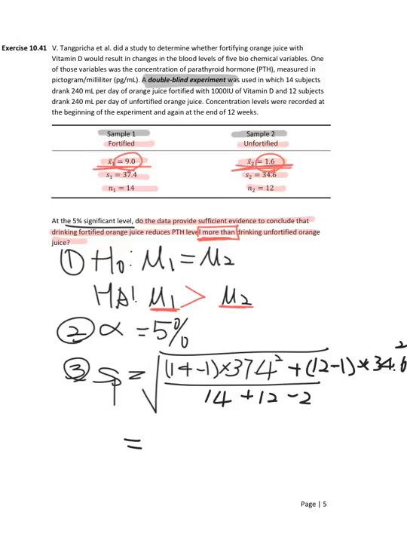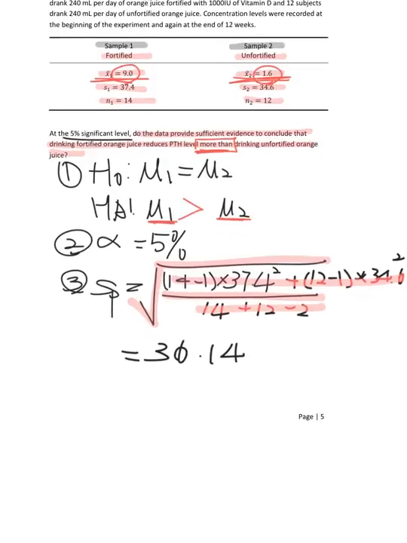As I told you, please take separately the numerator, denominator, and then take the ratio, and then take the square root. Anybody who took the SP? 36.14. 36.14. Okay, let me keep going.